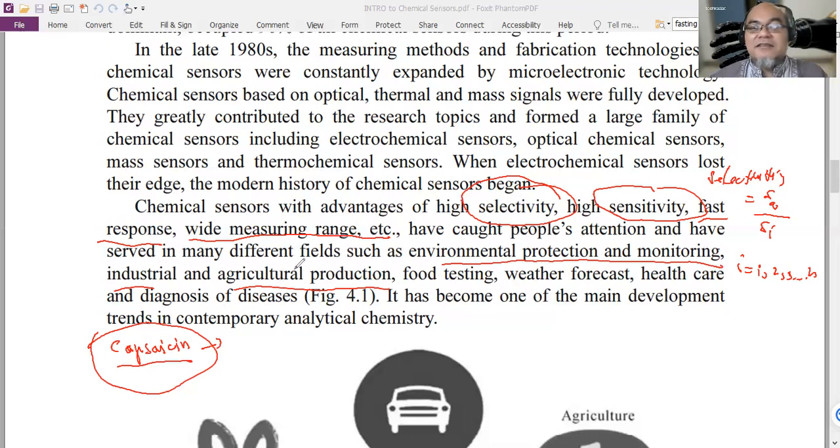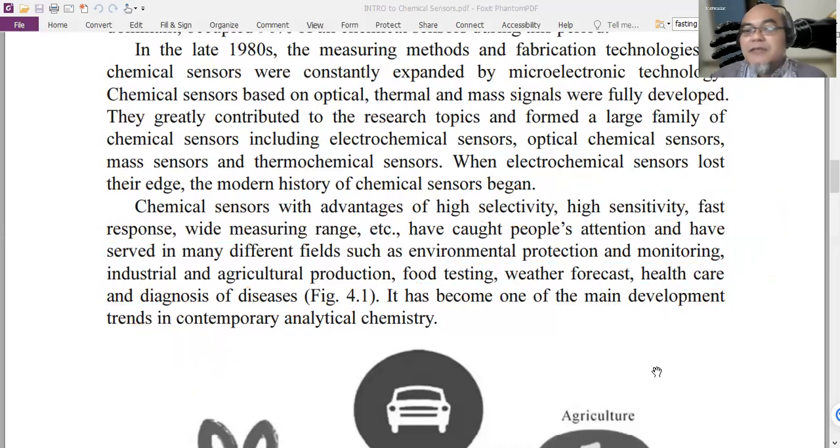Coming back to the discussion, yes. These chemical sensors can be used to quantify and provide quality control in food, to detect the amount of capsaicin in industrial or agricultural production. That's why it is also used in food testing. Weather forecast, maybe, from the content of moisture, of humidity in the atmosphere, and from there you can forecast weather. And what we are concerned with, of course, is healthcare and diagnosis of disease. That's why all of this has become trends and subjects of development in the field of contemporary analytical chemistry.